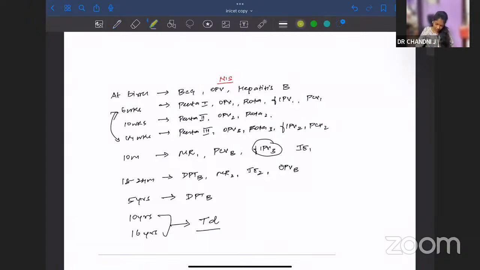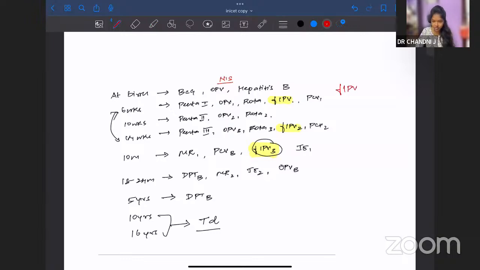So, if you see here, there is FIPV at 6 weeks, FIPV at 14 weeks. Now, recently, since January 2023, we have added a FIPV third dose at 10 months. This you should know. The third dose has been added at 10 months since Jan 2023. Okay. So, what is FIPV?